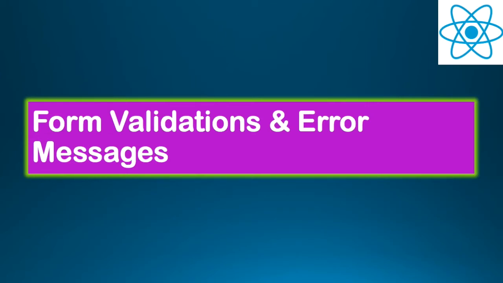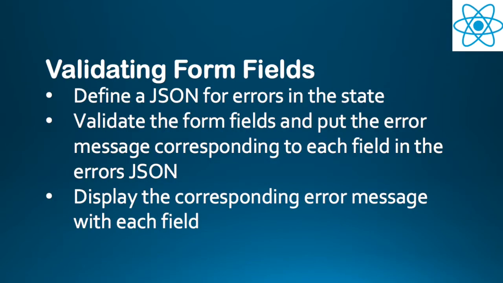In this lesson, we will learn how to do form validations and display appropriate error messages. So first, what do we mean by form validation? It means that all the fields should be as we want them to be. So if some fields are required, they have some validations, then we should be able to perform them and display appropriate error messages. So how do we do it?